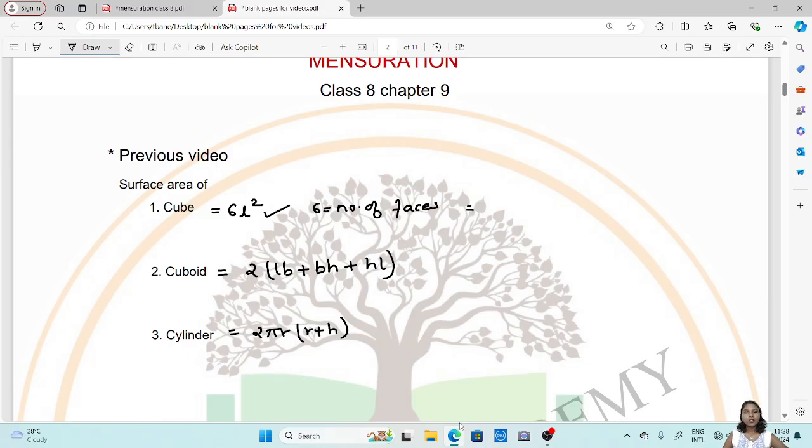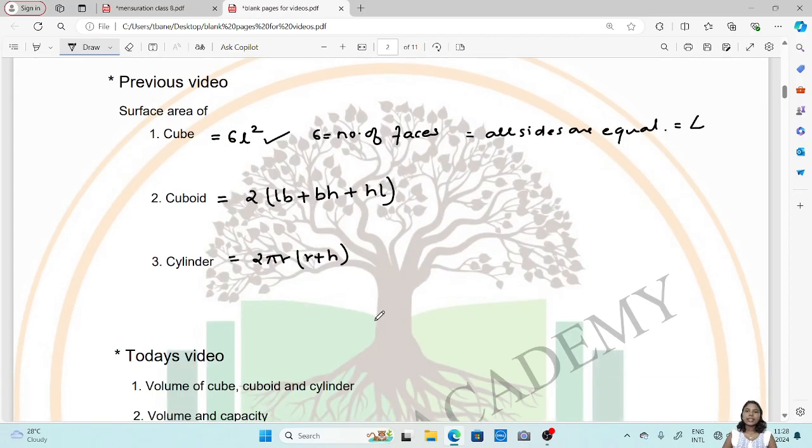And since all the sides are equal in a cube, we only consider the length. Then talking about the cuboid, we said that it is 2 into L into B plus B into H plus H into L, where L is the length, B is the breadth, and H is the height.